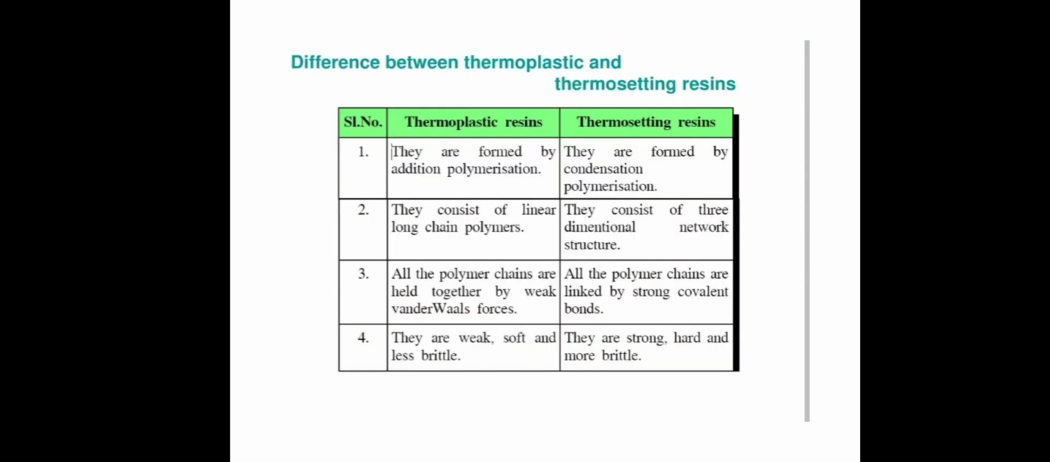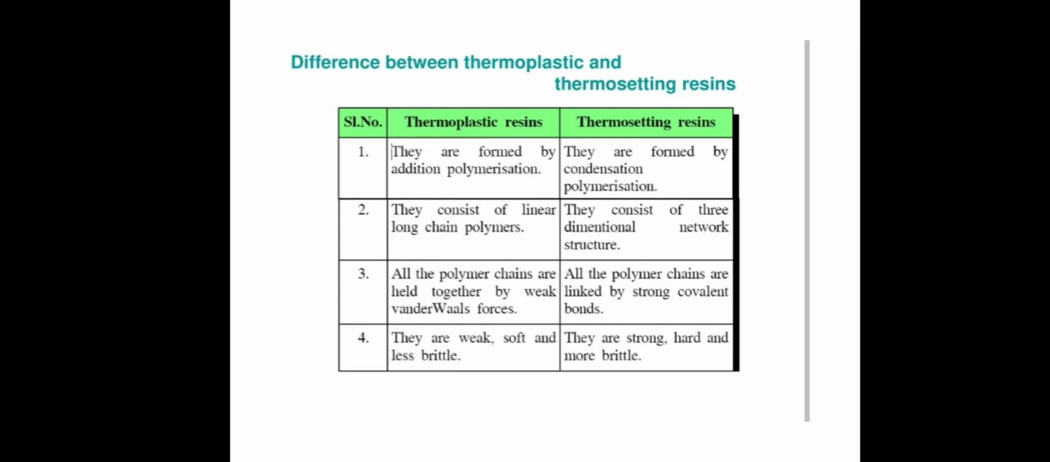Here I explain some differences between thermoplastics and thermosettings. Thermoplastics are formed by addition polymerization. Thermosettings are condensation polymers. Thermoplastics consist of linear and long chain polymers. In thermosetting resins, they consist of a three-dimensional network structure. All the polymer chains are held together by weak van der Waals forces in the case of thermoplastics. In thermosettings, all the polymer chains are linked by strong covalent bonds.